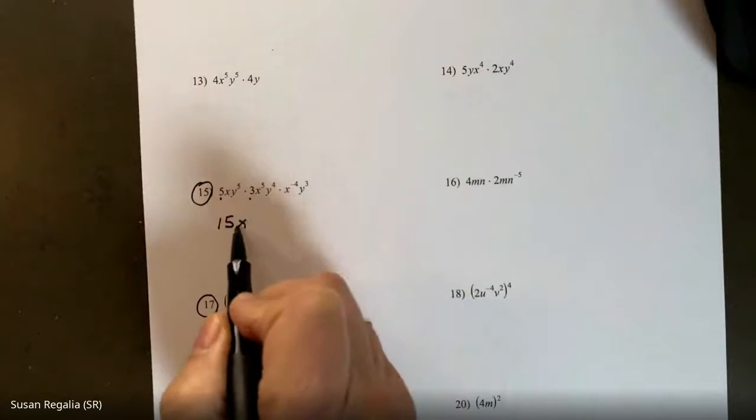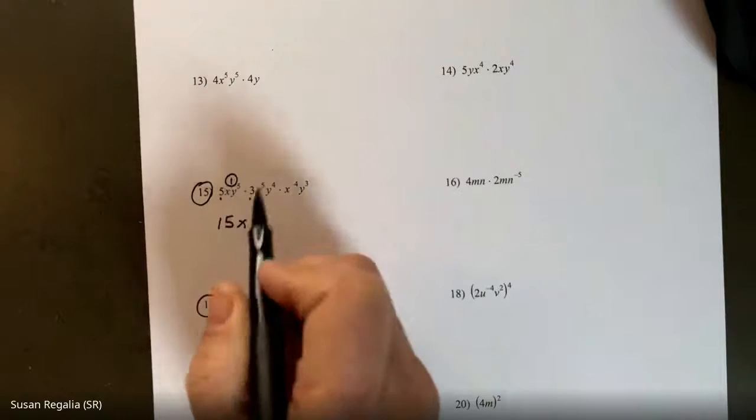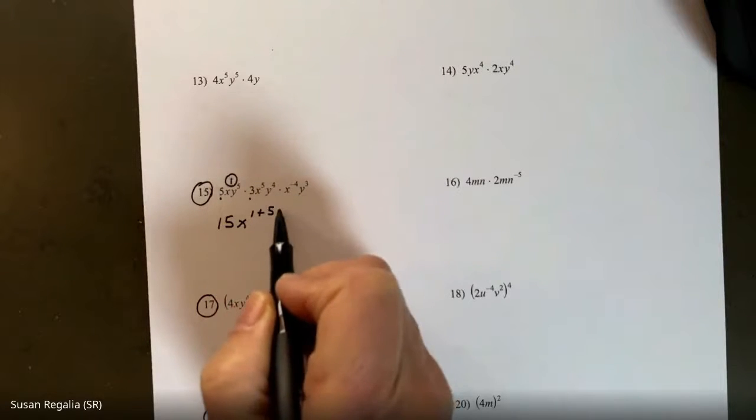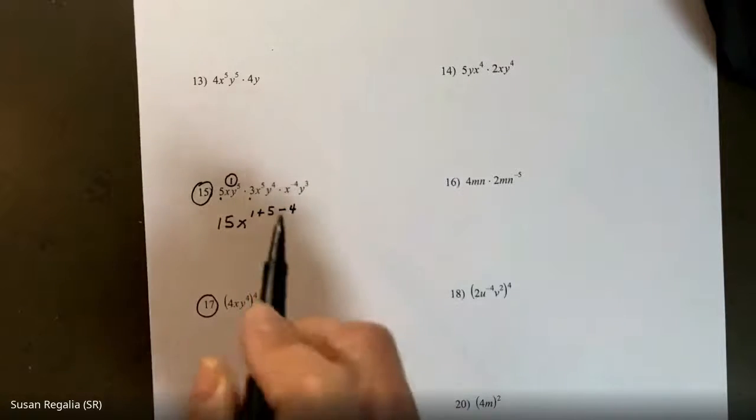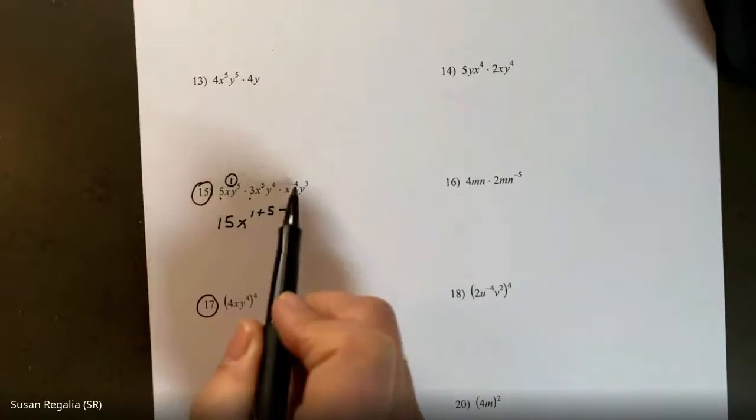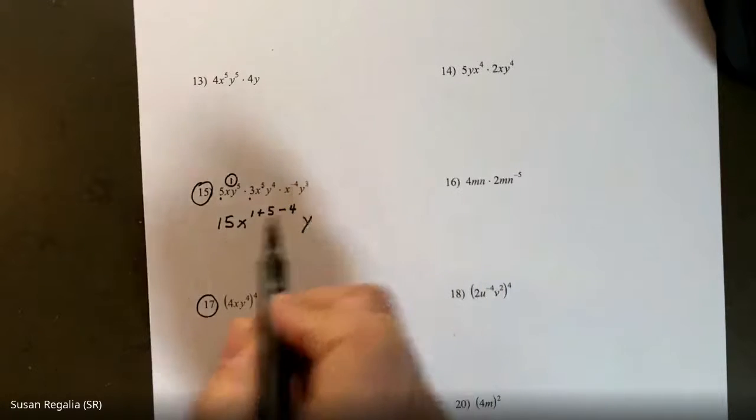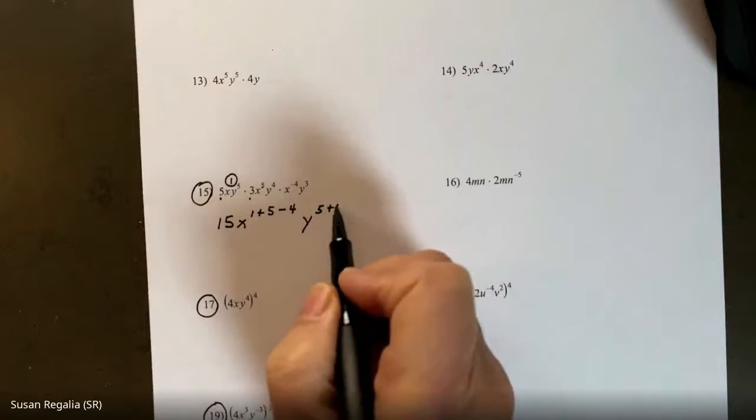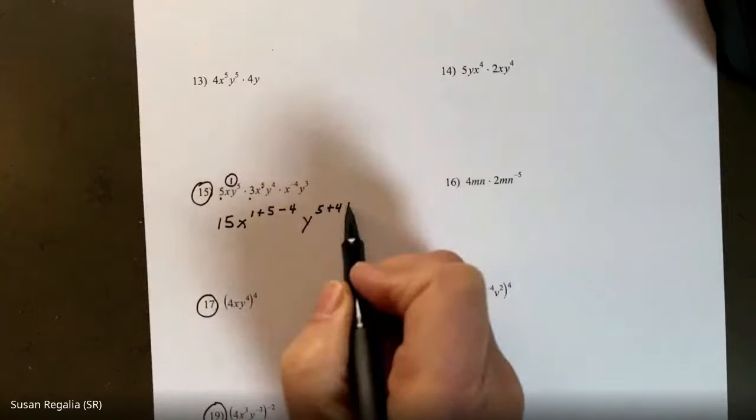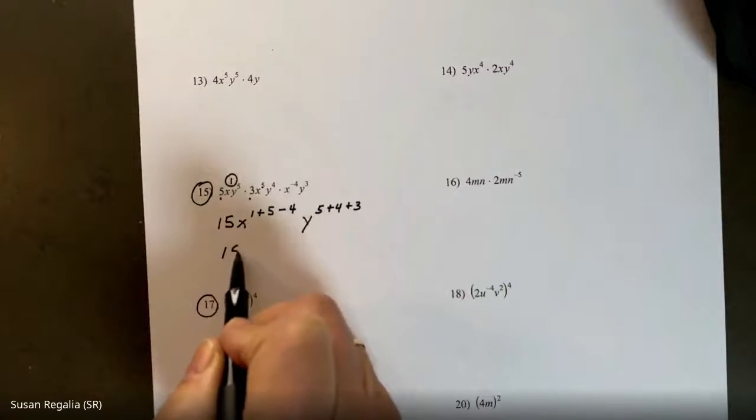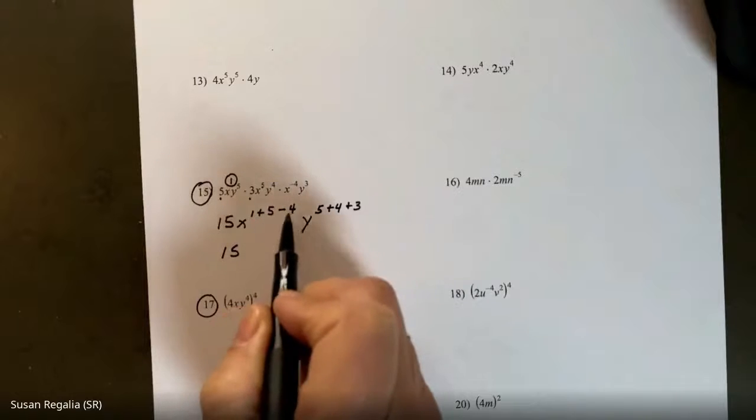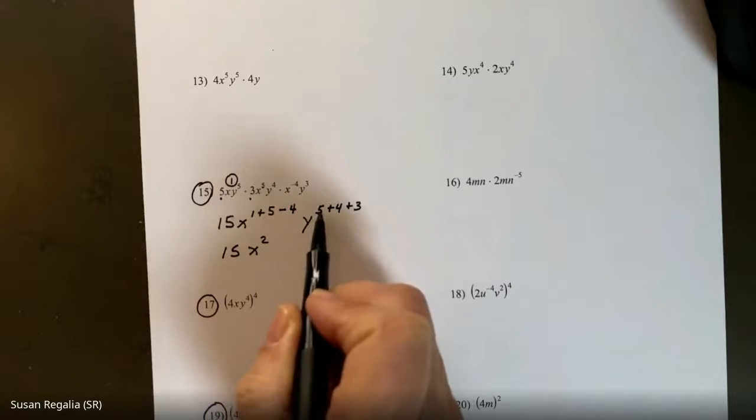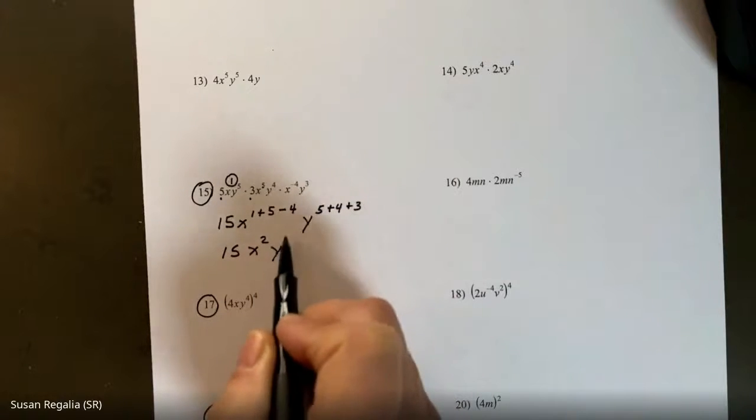And then I'm going to have x to the, and I'm going to put my invisible 1 in, x to the 1 plus 5 on the x to the 5th there, minus 4. Okay, so I'm adding up the exponents, 1 and a 5 and a negative 4 for the x. And then y to the 5th plus 4 plus 3. So 15, x to the 1 plus 5 is 6, minus 4 is 2. So x to the 2nd power, and y to the 5 plus 4 is 9, plus 3 is 12.